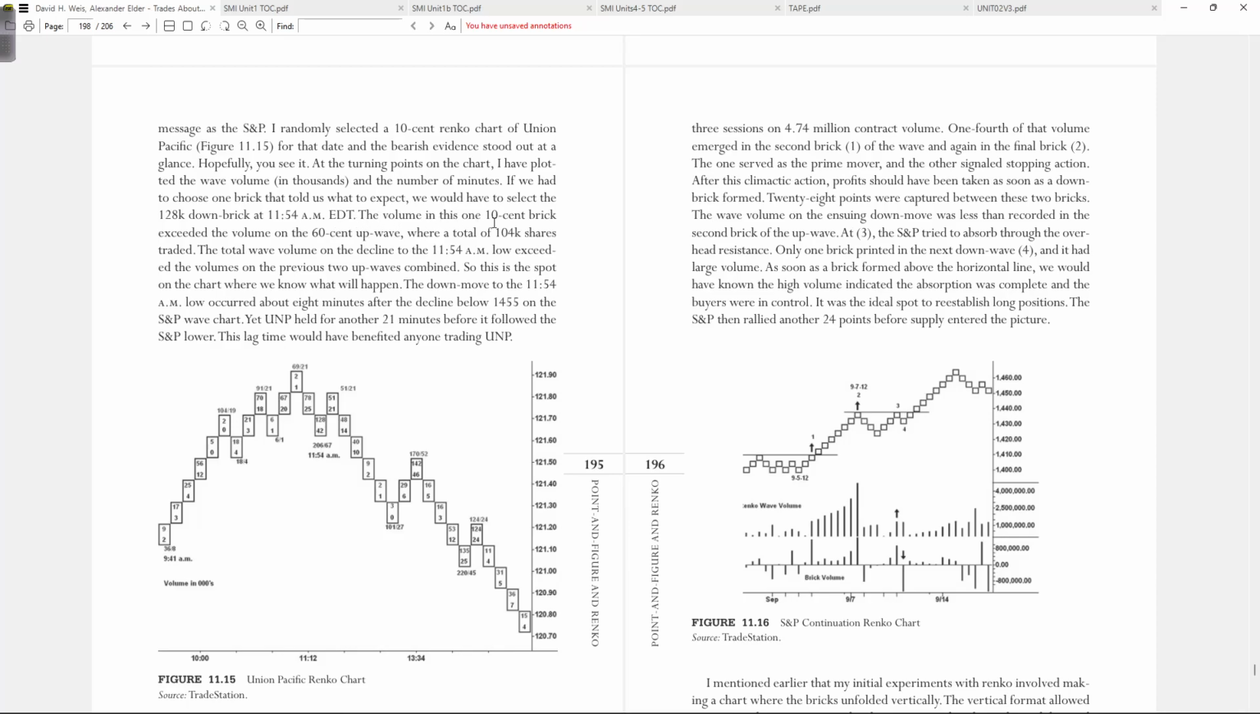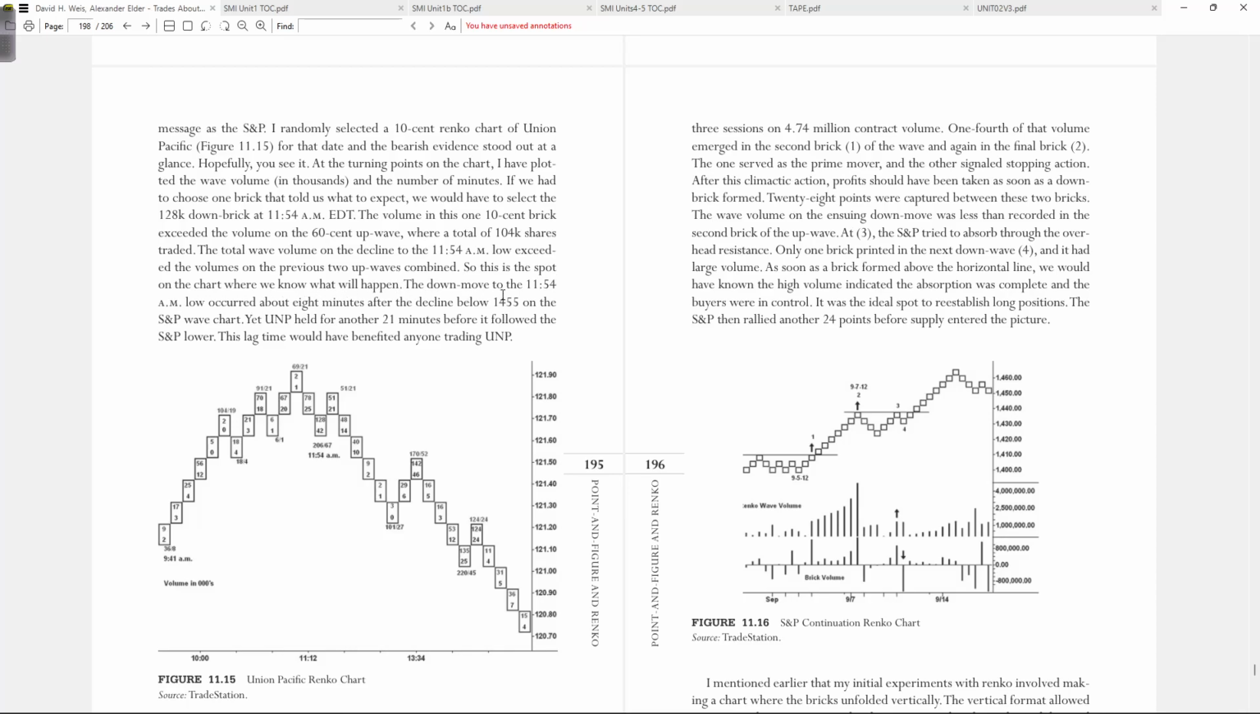The volume in this 10-cent break exceeded the volume on the 16-cent up wave, where a total of 104K shares traded. The total wave volume on the decline to the 11:54 a.m. low exceeded the volumes on the previous two up waves combined. So this is the spot on the chart where we know what will happen.